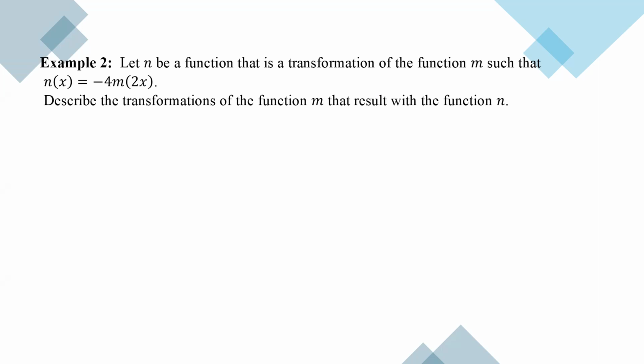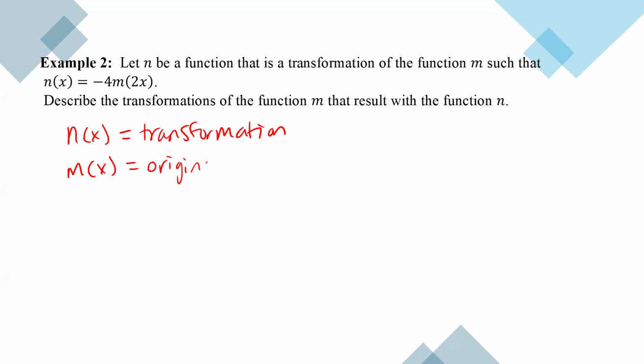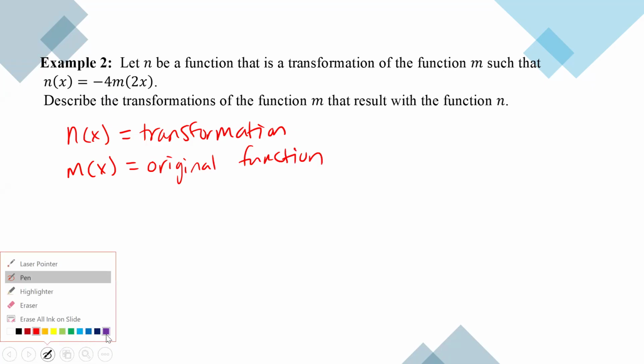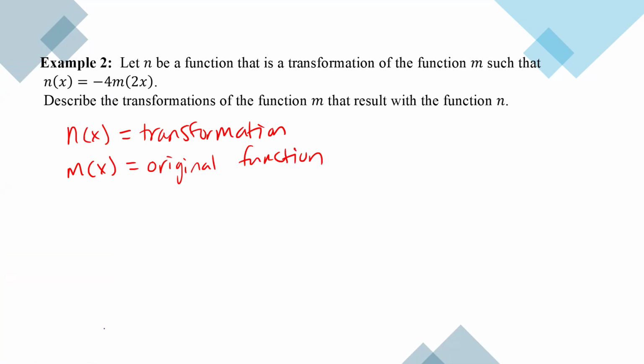It says, let n be a function that is a transformation of the function m, such that n of x equals negative 4 m of 2x. So m is actually a function. N of x is your transformation. M of x is your original function. What it's asking is, what do the numbers that I've now added to the original mean?